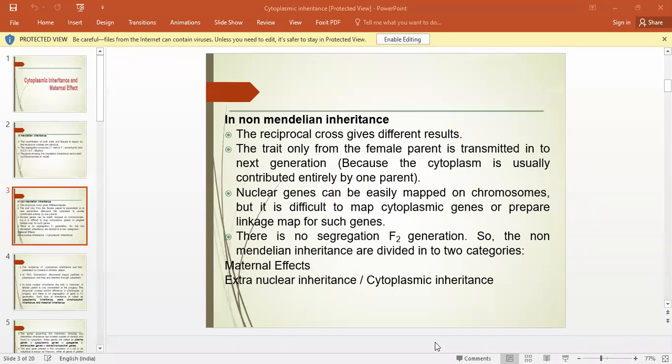So extra chromosomal means what? Something extra from the chromosome. You have learned that your chromosomes and the DNA are present in your nucleus. But cytoplasmic or extra chromosomal means what? Something extra from that DNA. It means the nucleus is present, DNA is also present in that nucleus, but in that cell another type of genes or another DNA is also present, which is present in the cytoplasm.